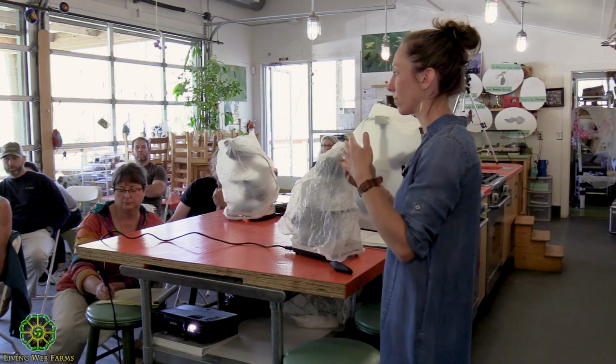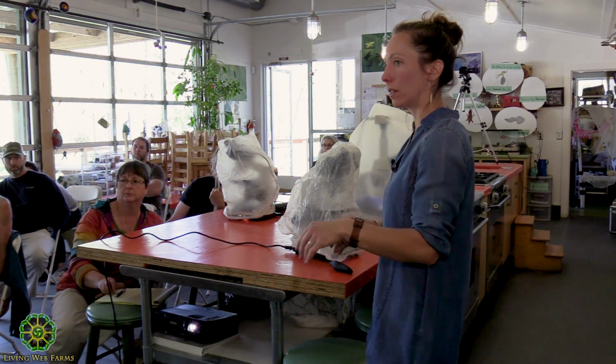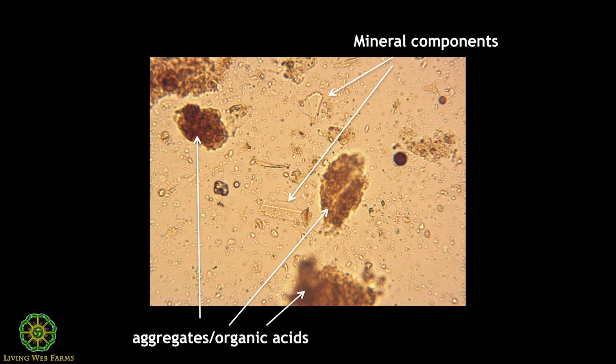So these kinds of things are what are fascinating to be able to see. The big brown fuzzy things are aggregates or organic acids. So humic acid is that color. That's a great thing to see. If you're seeing aggregates in your soil, it means that you have decent aeration, right?